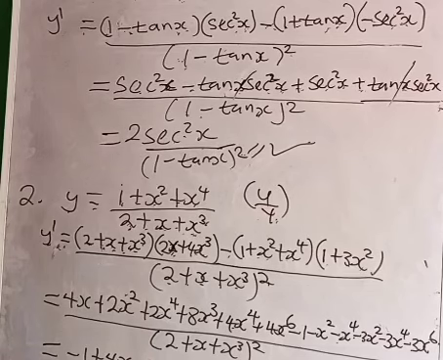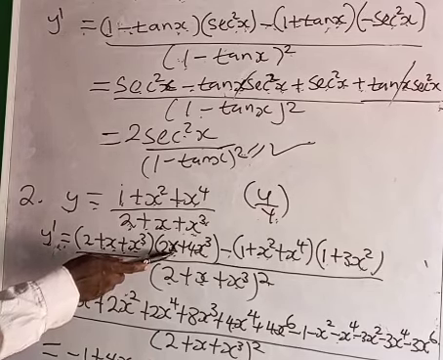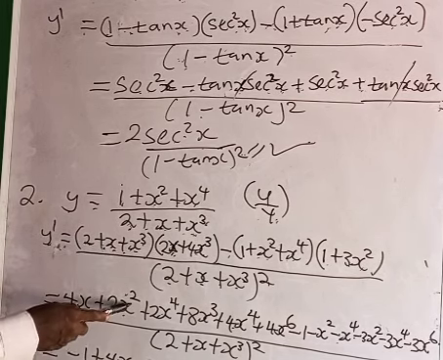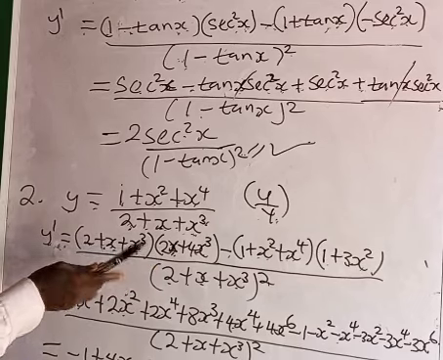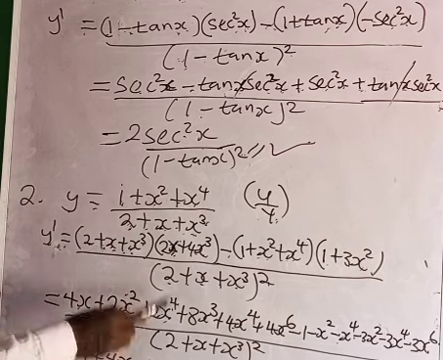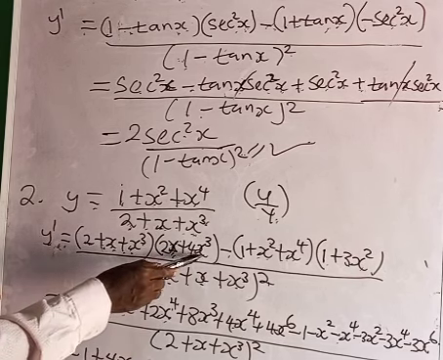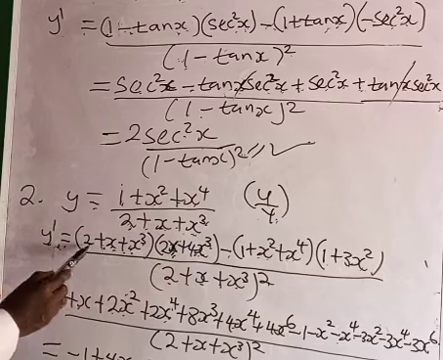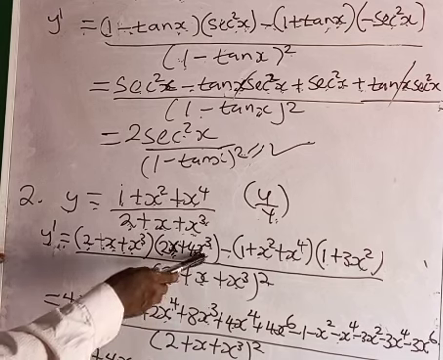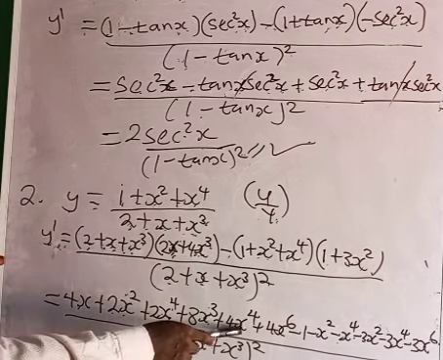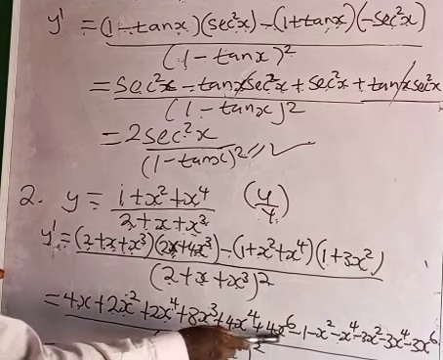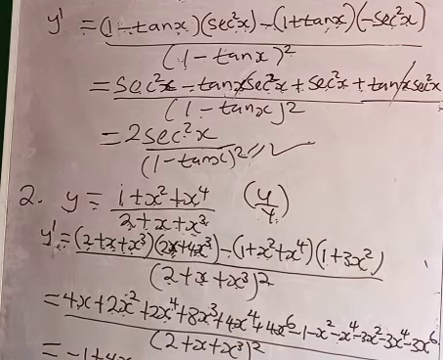Now, expanding further, we have 2x times 2, that is 4x. 2x times x, we have 2x raised to power 2. 2x times x cubed, we have 2x raised to power 4. Using now 4x raised to power 3, 4x raised to power 3 times 2, we have 8x raised to power 3. And 4x cubed times x, we have 4x raised to power 4, plus 4x cubed times x cubed, that gives us 4x raised to power 6. We have settled the first bracket.